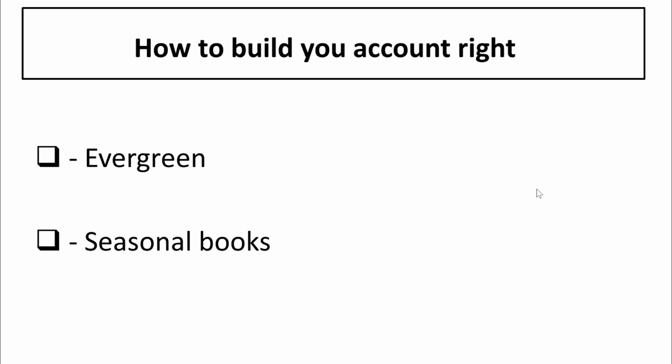For example, if you create a book around Easter, around Christmas, around Thanksgiving, around Halloween, around Mother's Day, around Independence Day, around Valentine, those are seasonal books because they have a time of the year they come and they go. So the thing is, these two types of books are very, very important for you to create, and I'm going to tell you why.